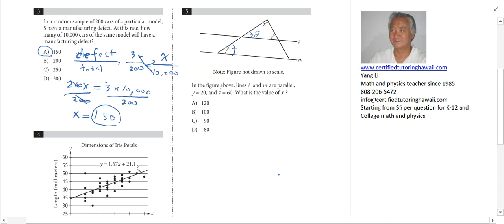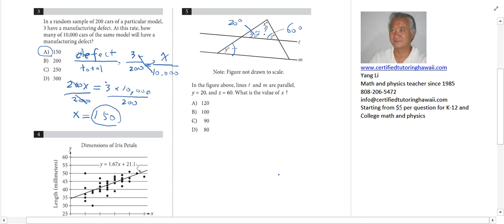Okay, and then they told you that y equals 20. So this angle equals what? 20 degrees. And the z, this angle equals 60 degrees, right? So they're looking for what is the x here right now.